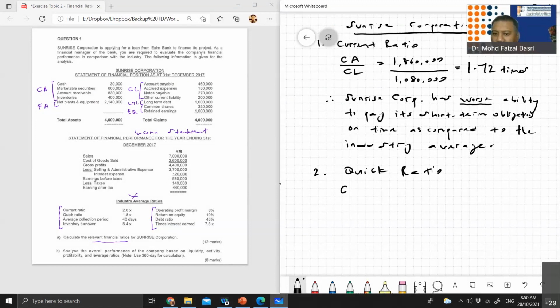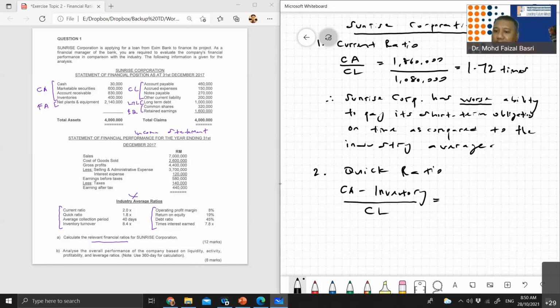But for the quick ratio, we take current assets, the total current assets, the same information, but we need to minus inventory. Okay, we have to deduct inventory from current assets, and we're going to divide this by current liabilities. So most of the information is already there.